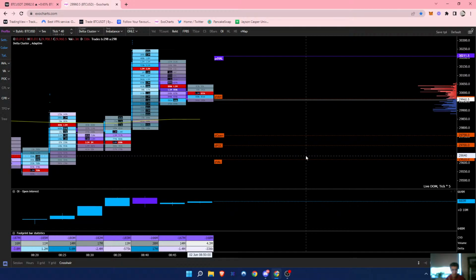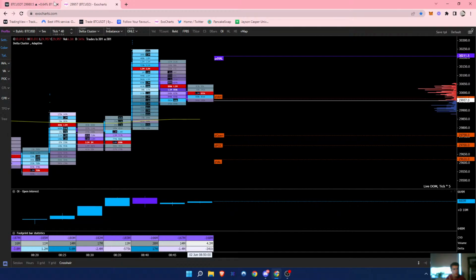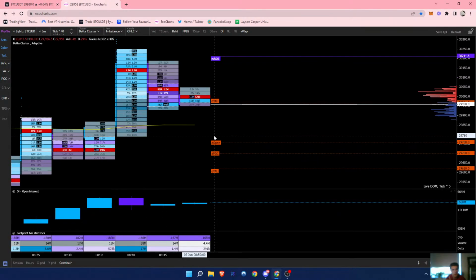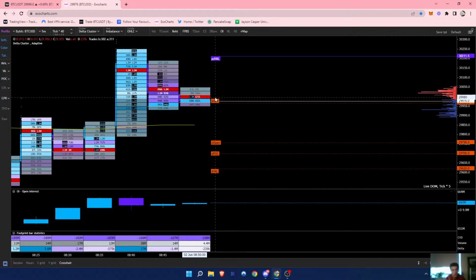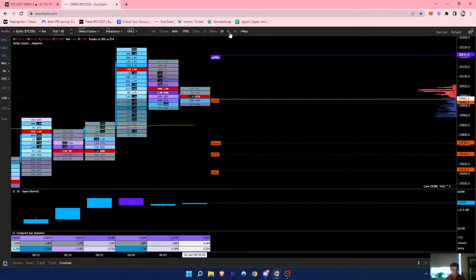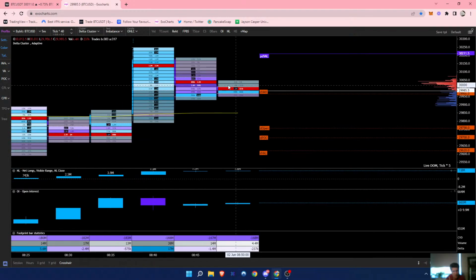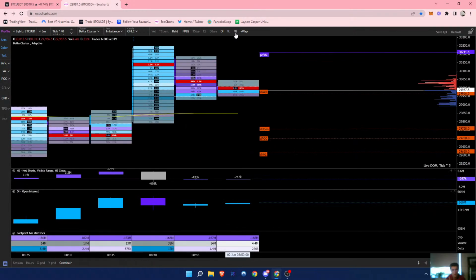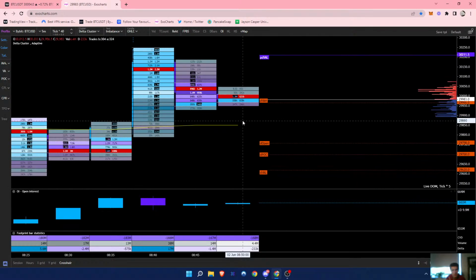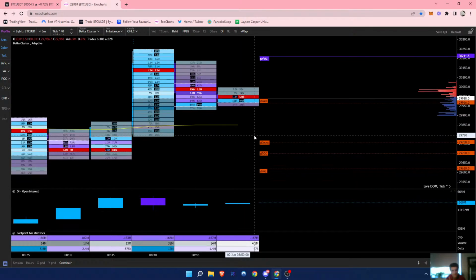But usually it does get a little bit more hectic, especially on the weekends or whatnot. But yeah, we're kind of coming down. Net longs aren't really opening or closing, kind of neutral. Some shorts coming in. OI somewhat increasing as we're dropping down.